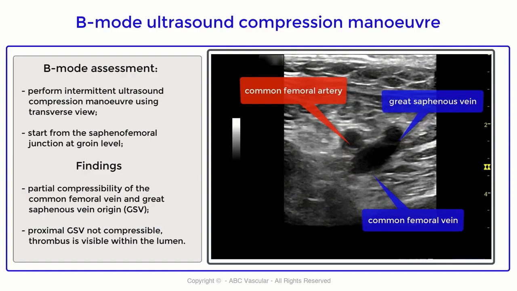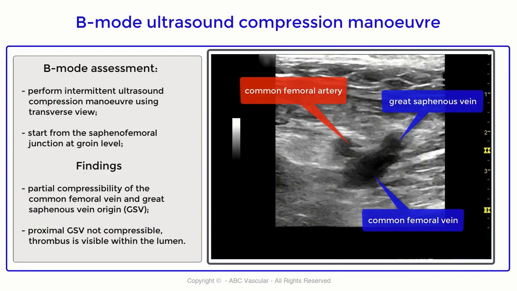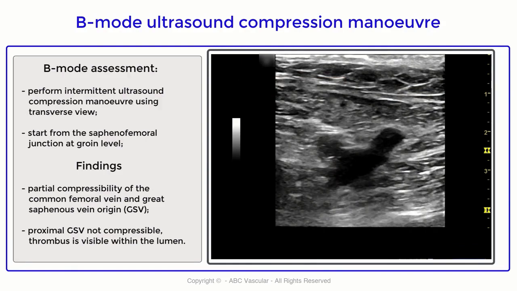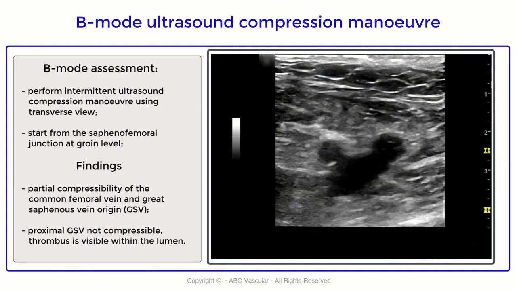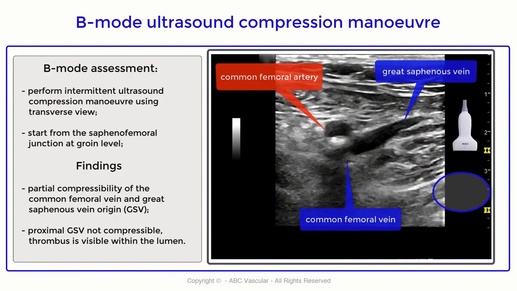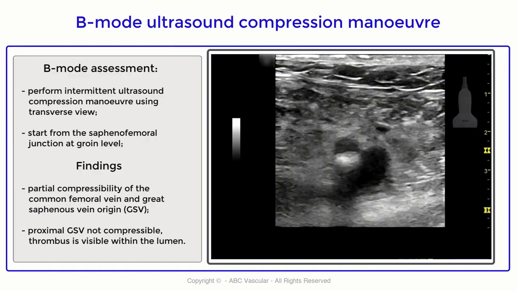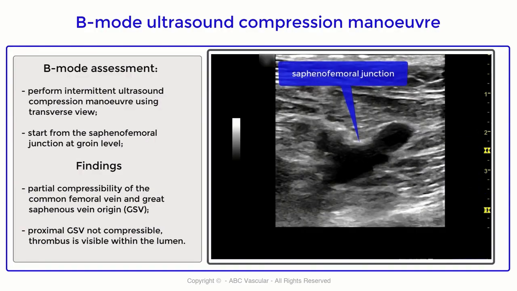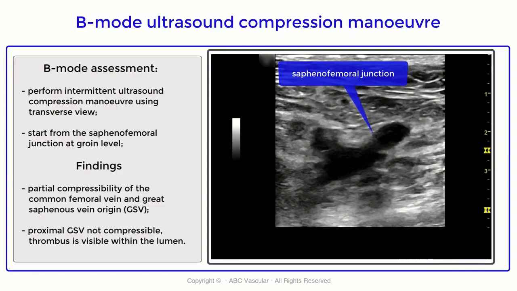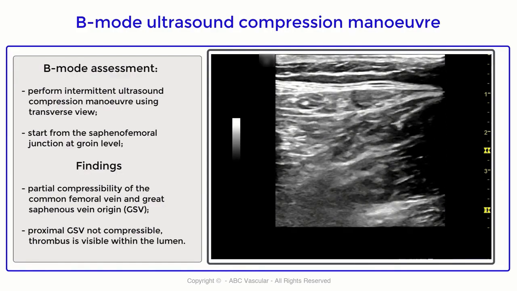The first step is to perform the intermittent compression ultrasound maneuver at the level of the groin, where the common femoral vein is visible alongside the saphenofemoral junction. The intermittent compression demonstrates a partial compression of the common femoral vein. The intermittent compression ultrasound maneuver is therefore performed throughout the course of the great saphenous vein.